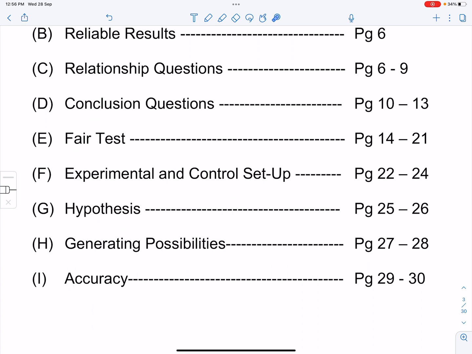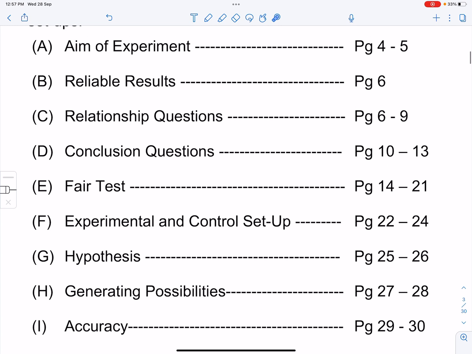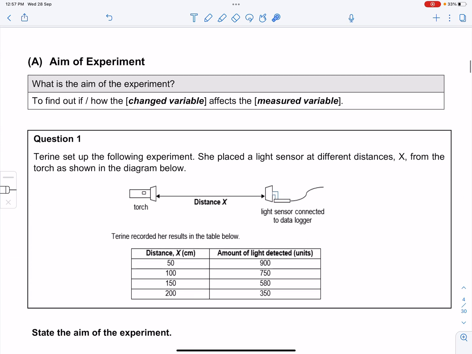So in this whole entire lesson, I will tell you what are the key things to note for these various types of questions. And you need to be able to identify which question in your exam belongs to which category, because they each have a certain way of answering. Okay? So the first one we want to talk about is the aim of the experiment.